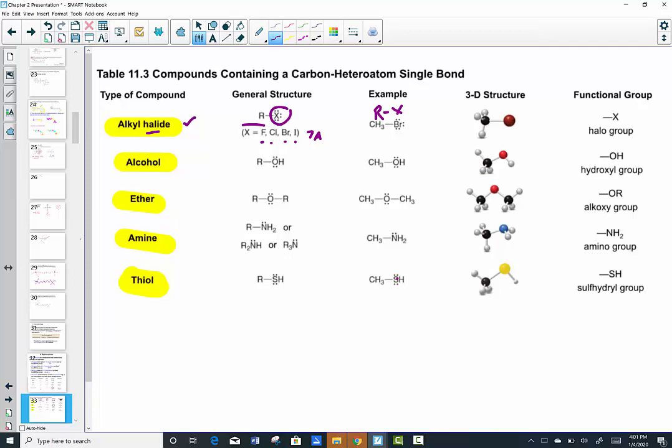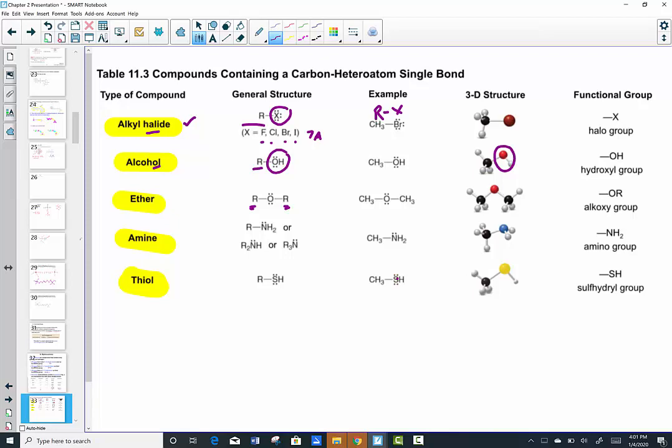The second carbon to heteroatom single bond functional group is called an alcohol. We have a carbon chain attached to a hydroxyl group, OH, known as an alcohol. So again, this will have a zigzag in terms of its bond structure. But an OH is an alcohol, and we'll learn to name those ending in -ol. An ether is a carbon to oxygen to carbon single bond, ROR, called ethers.